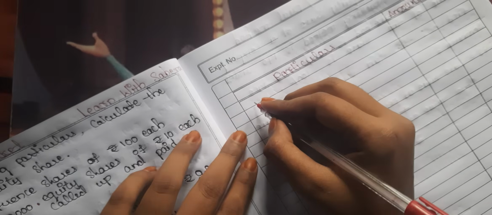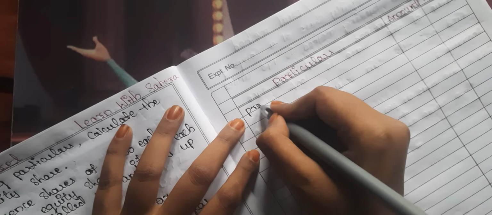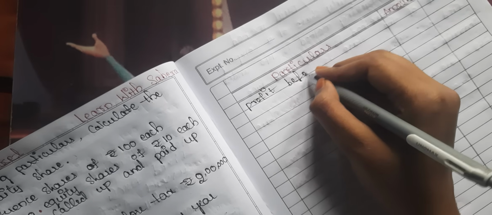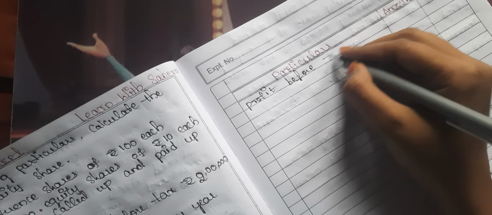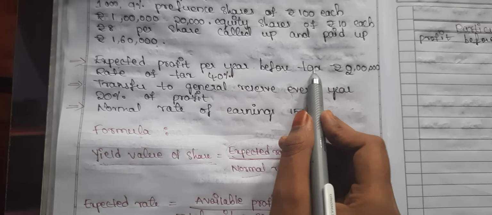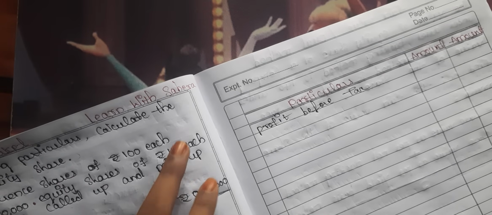First, we will take the profit before tax. Let me take another pen. Okay, profit, whatever the question they might ask you, you write this. Okay, profit before tax. How much is it? Expected profit per year before tax is 2 lakhs. Yes, they have given us 2 lakhs. So take this amount, 2 lakhs.